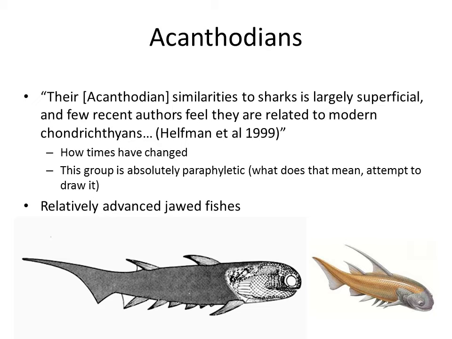They are not largely superficial. Sharks are probably derived Acanthodians, which are, again, probably derived placoderms. So we need to be a little careful about these all or none statements. And they are a group that's probably what we call paraphyletic. So the paraphyletic grouping means what?